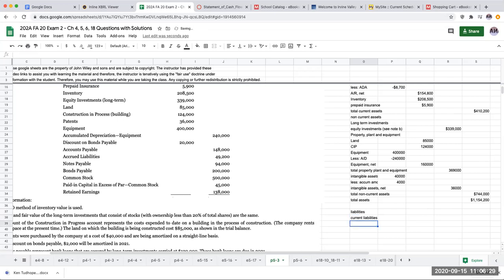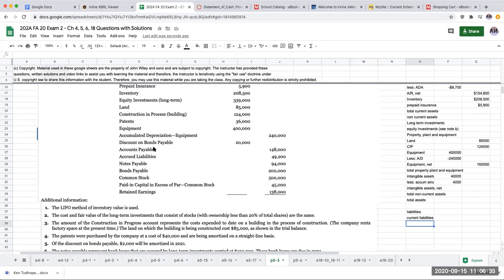Okay. Now going down the balance sheet in terms of my liabilities, I'm going to have current liabilities. So for my current liabilities, let's see what it tells me about them. So I have accounts payable. This is going to be for 148,000. I'm going to have accrued liabilities of 49,200. And then lastly, I'm going to have my notes payable.